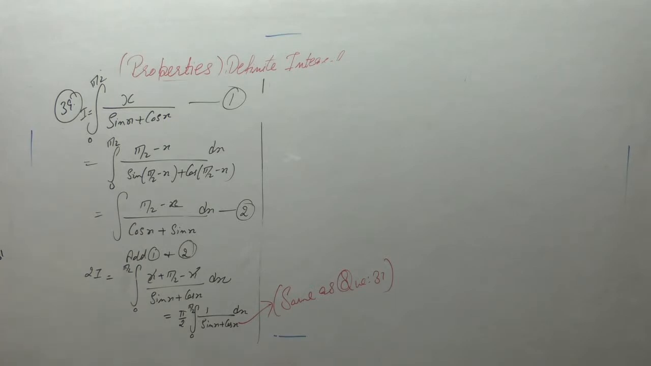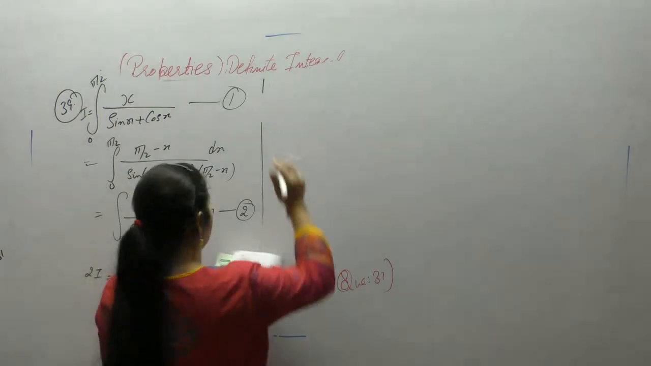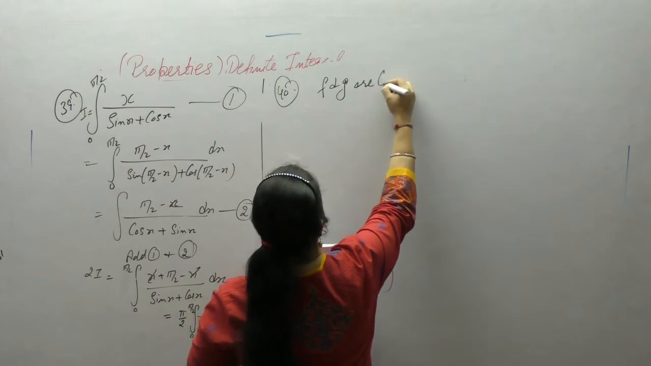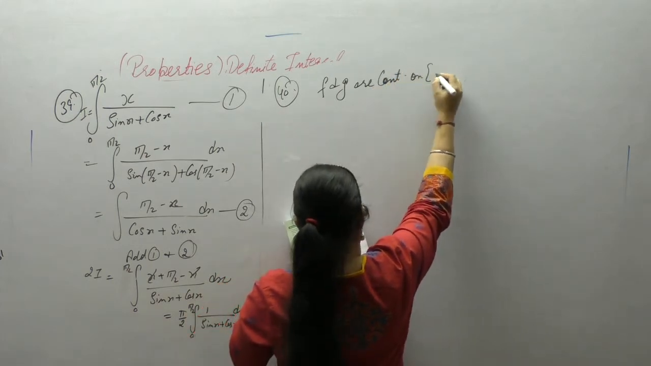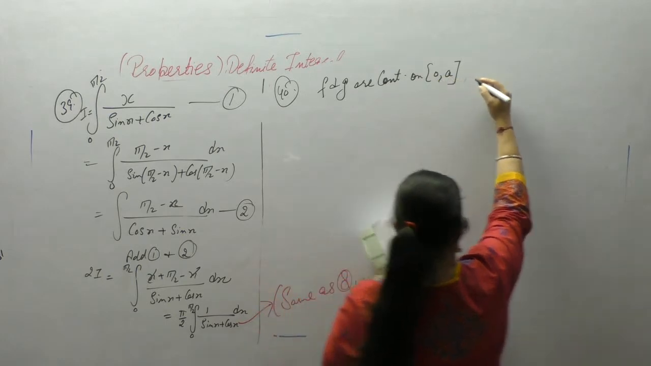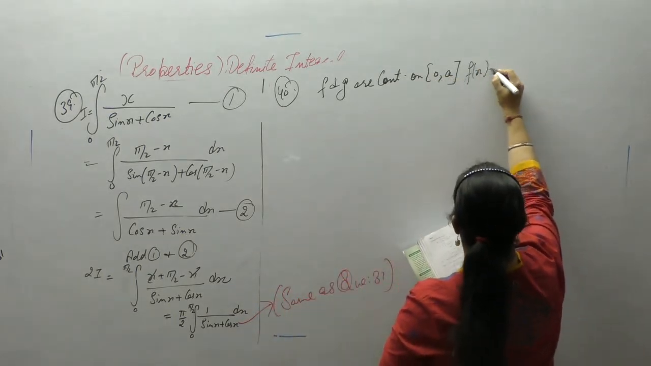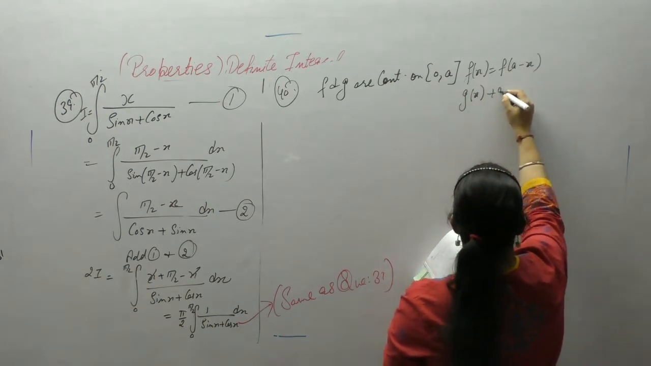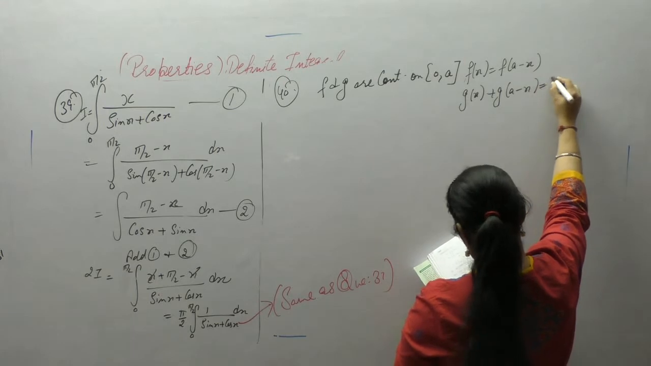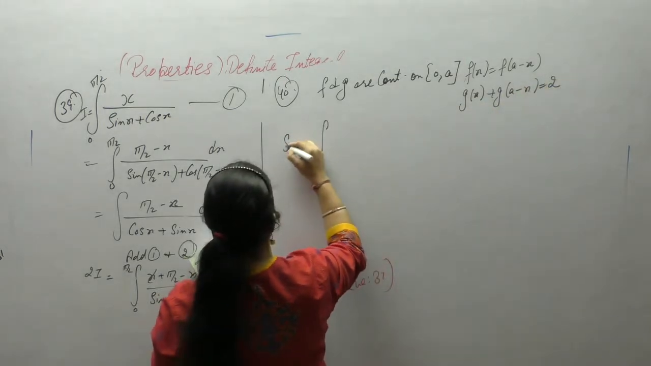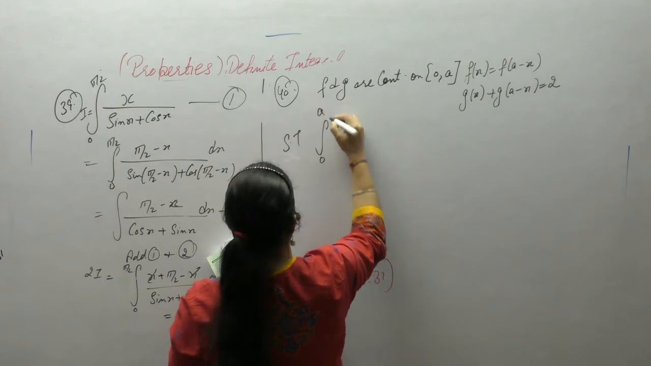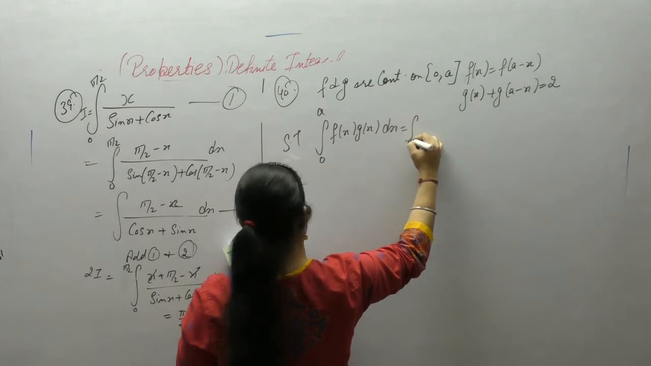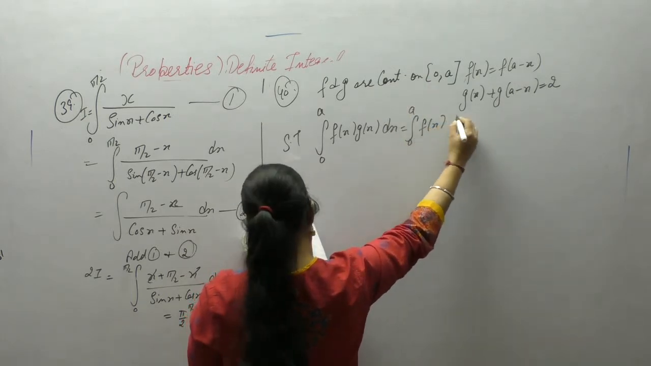Now the next one is, if f and g are continuous on closed interval 0 to a and satisfy f of x is equal to f of a minus x and g of x plus g of a minus x is equal to 2, then we have to show that integral 0 to a f of x g of x is equal to integral 0 to a f of x dx.